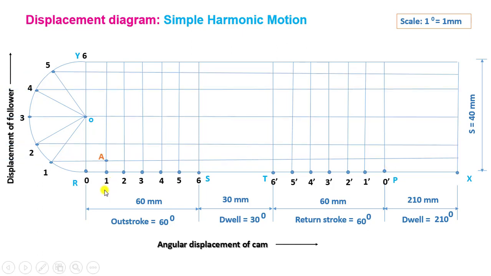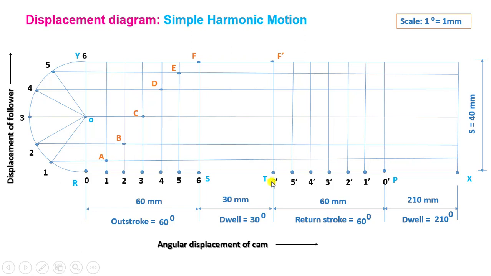When vertical line from point 1 cuts the horizontal line from point 1, we get point A. When vertical line from 2 cuts the horizontal line from 2, we get point B. Similarly, we can locate C, D, E and F.